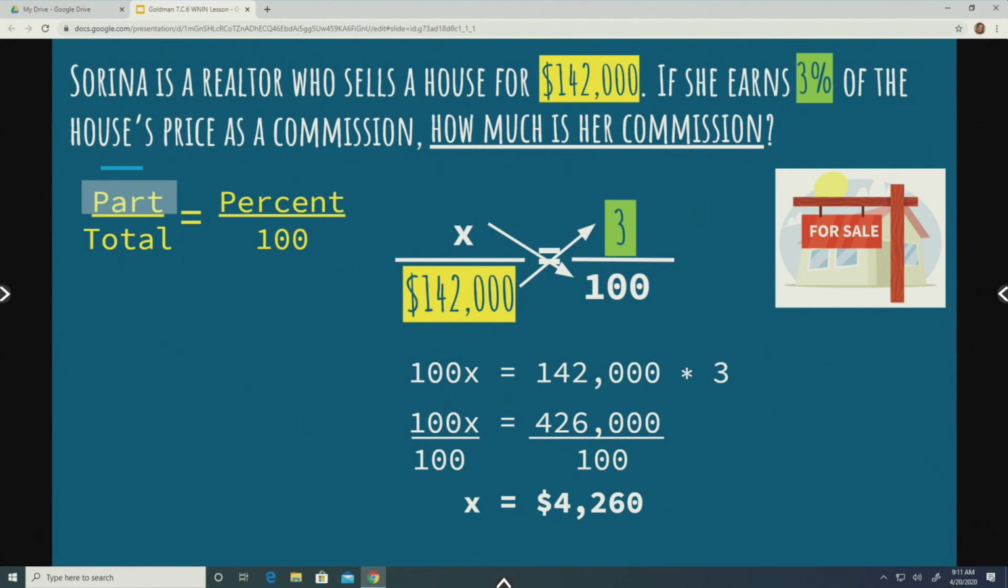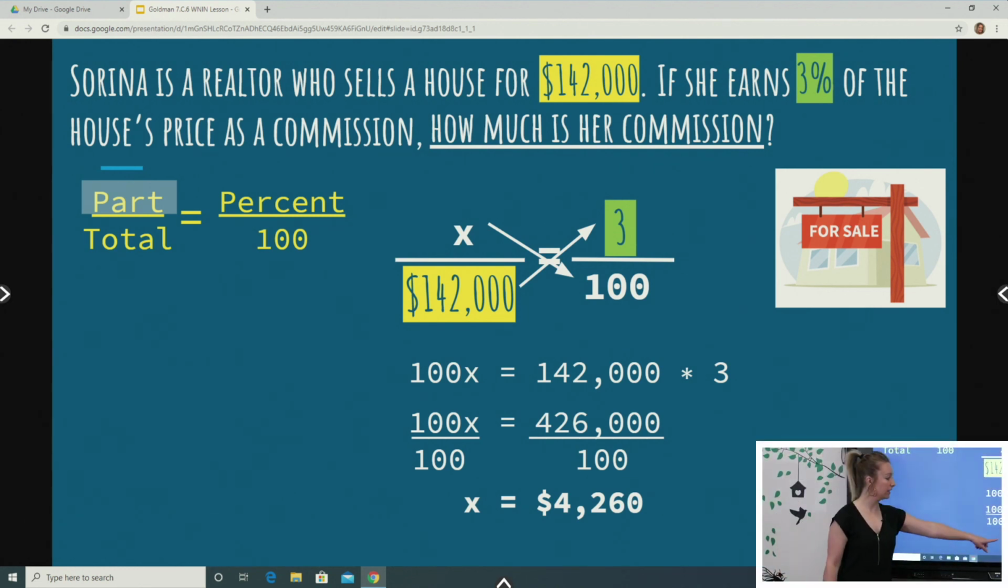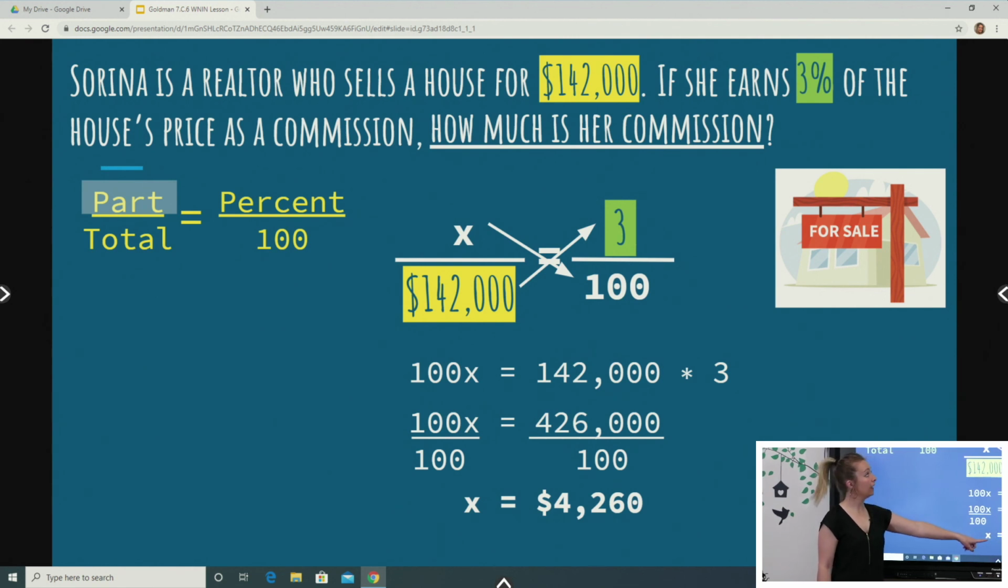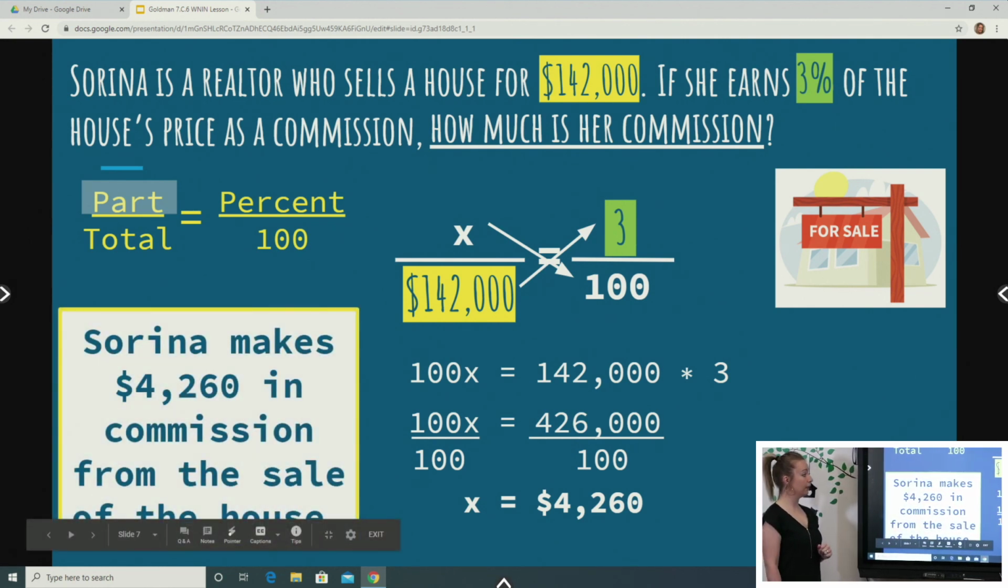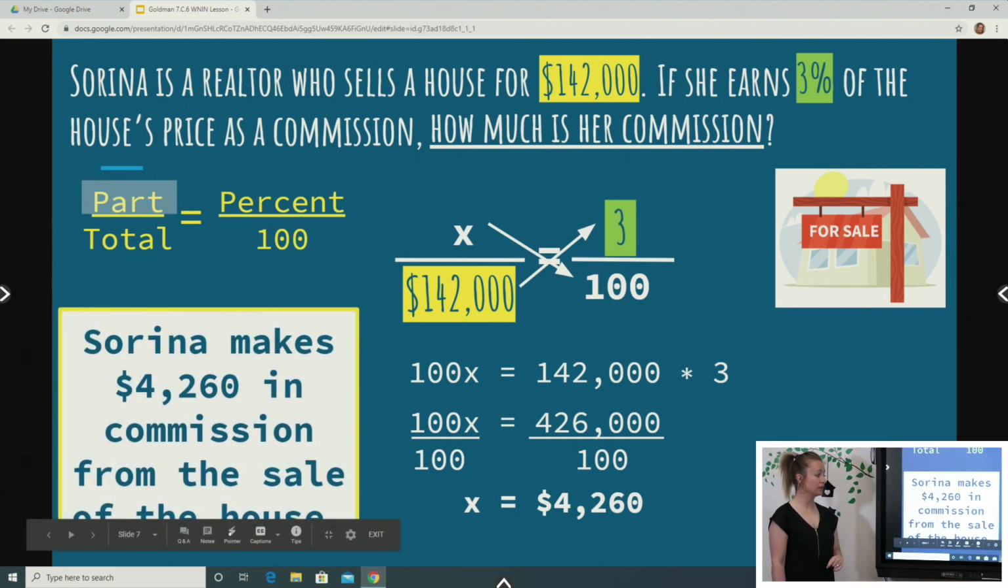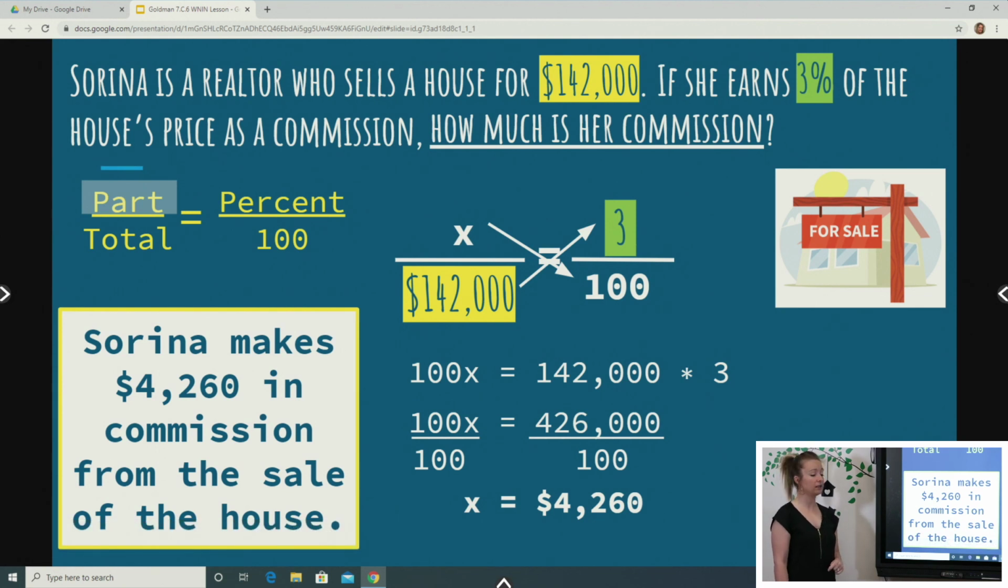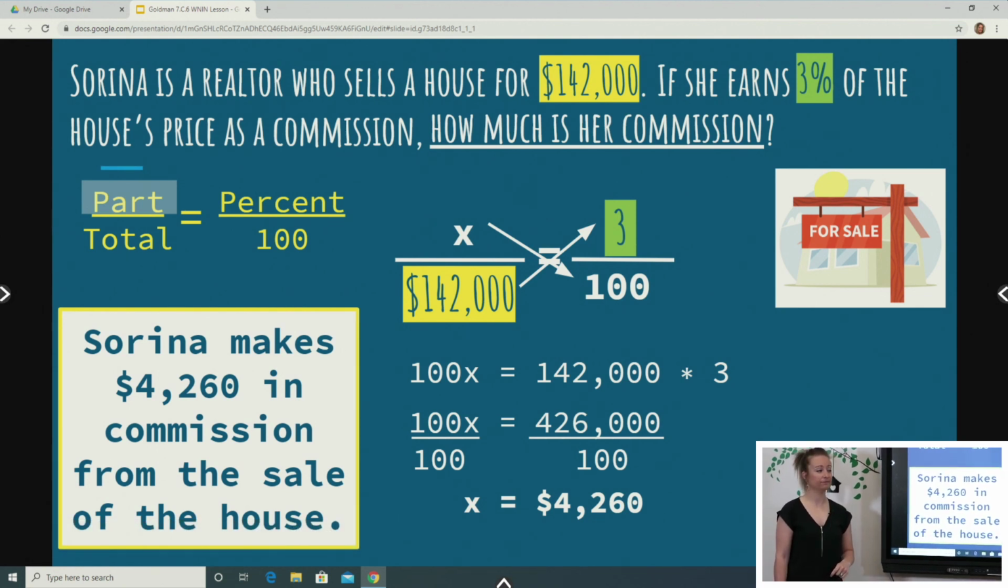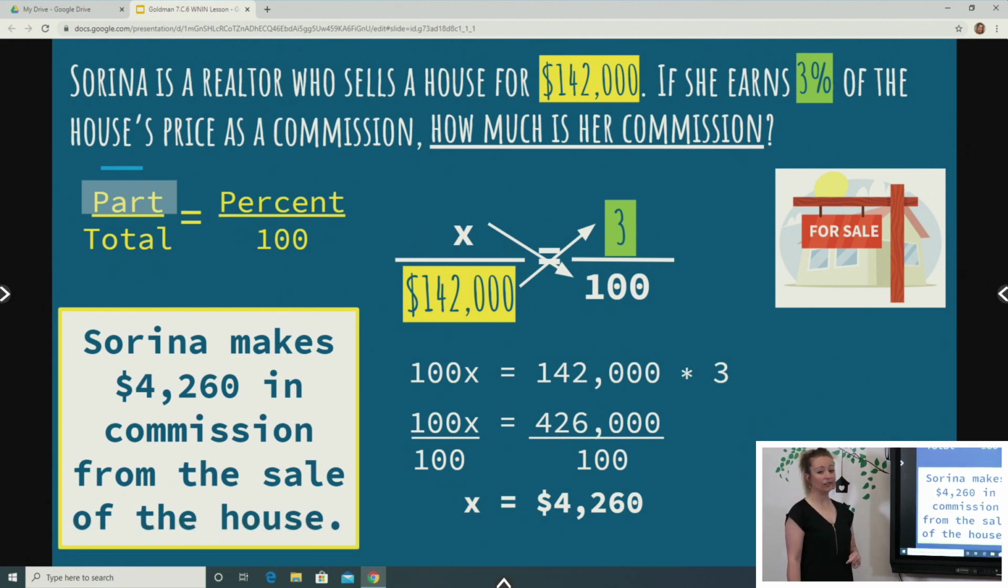4,260. Now let's go back a second. What did x represent? X represented how much her commission was. So to answer our question, Serena makes $4,260 in commission from the sale of the house. Let's take a look at another problem.